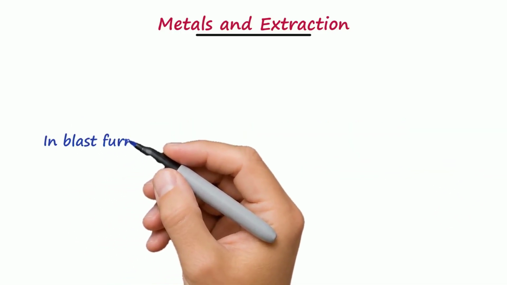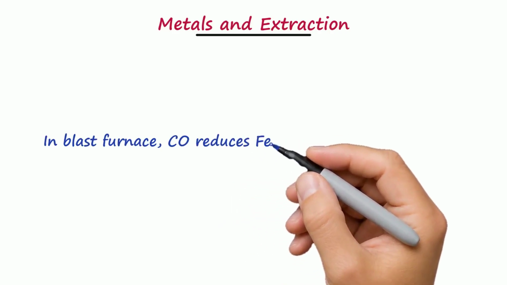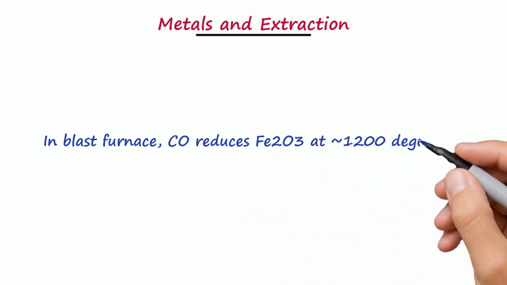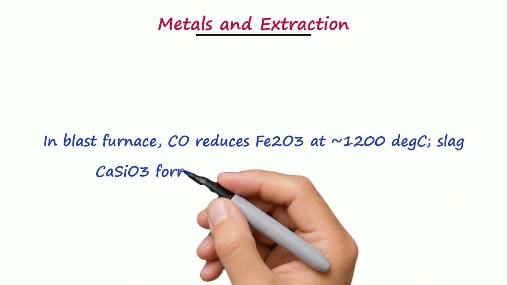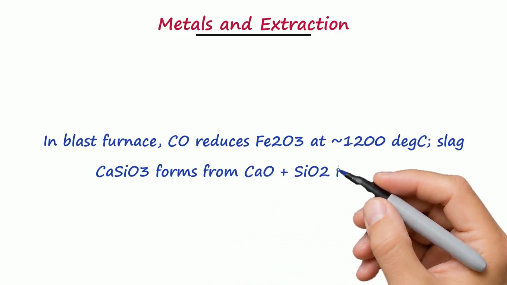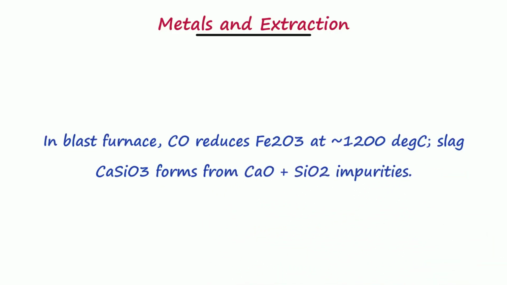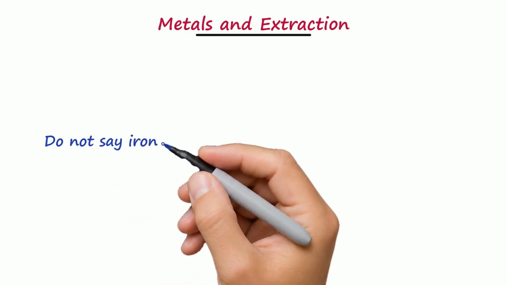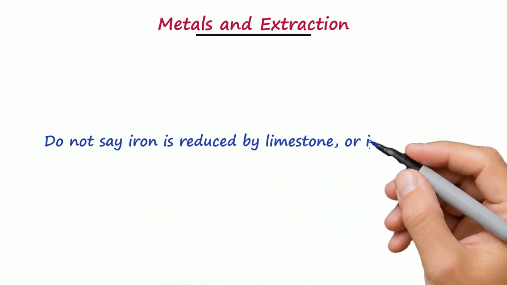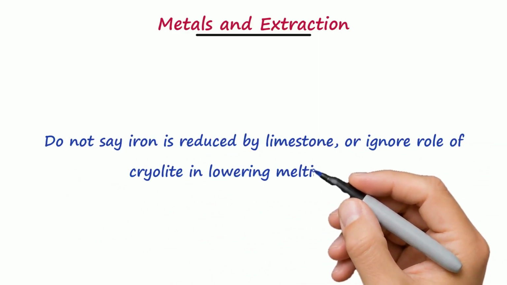In the blast furnace, CO reduces Fe2O3 at about 1200 degC. Slag CaSiO3 forms from CaO plus SiO2 impurities. Do not say iron is reduced by limestone, or ignore the role of cryolite in lowering melting point.